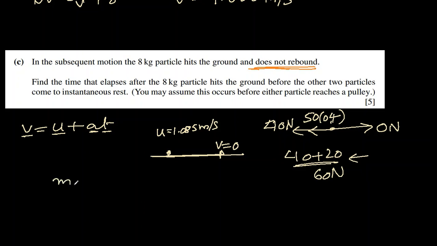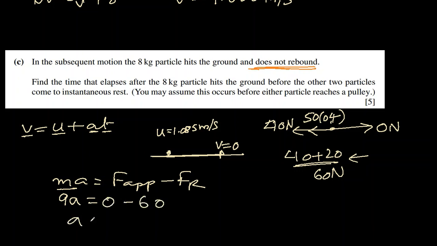That will give us the acceleration now. So we'll go back to our equation: Ma equals force applied minus resistive force. Now only two of the masses are moving, the 8 kg mass is on the ground. So 5 plus 4, 9 kg times acceleration. Applied force is 0, but resistive force is 60 newton. So acceleration comes out to be minus 60 over 9. Let's simplify this: minus 20 over 3 meters per second square is the acceleration.